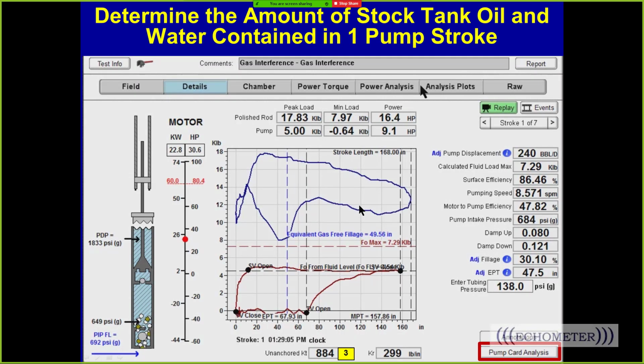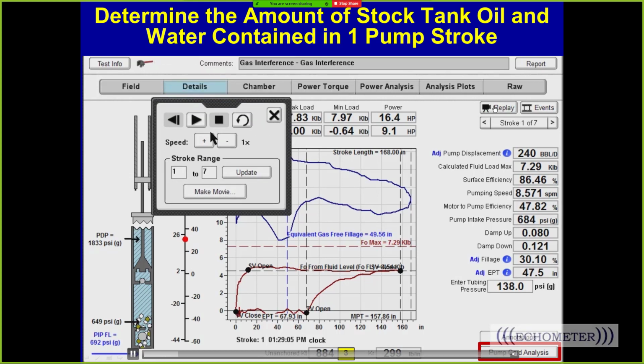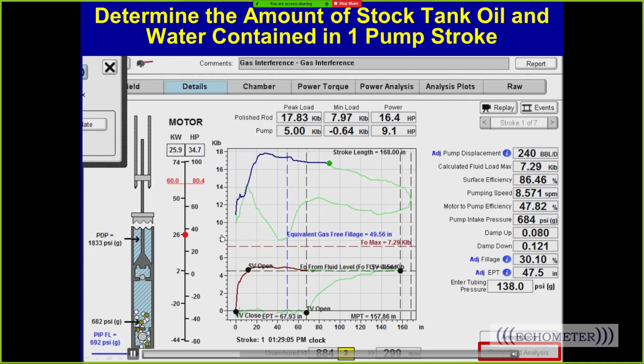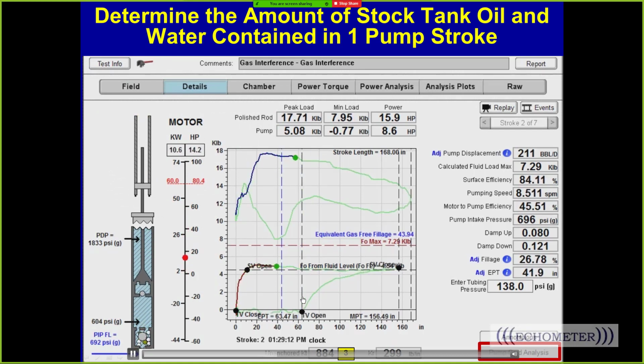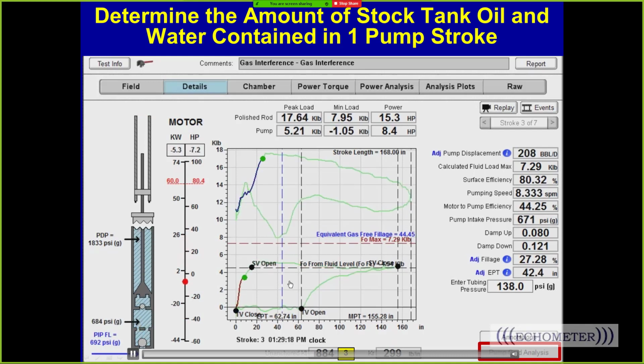And so this is in TAM, we're going to show you the idea of replay. You click on the replay button and you can set the replay to loop. Here we're setting it to loop, and we're going to show strokes 1 through 7. This pump card is called the gas interference pump card. This again is incomplete pump fillage, the gas interference. And you can see this blue line represents the line where there would be gas above this amount of gas in the pump and this amount of liquid plus slippage below this line.